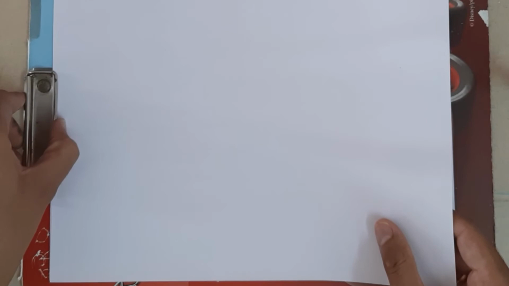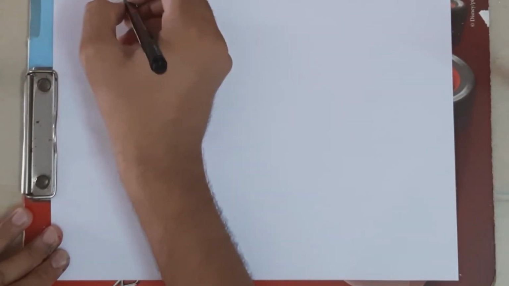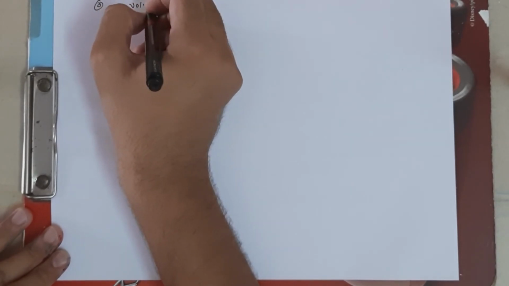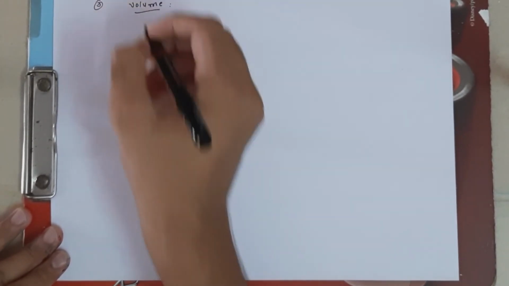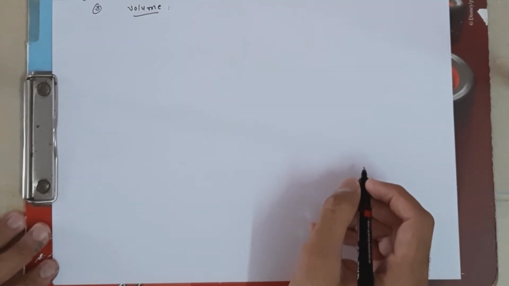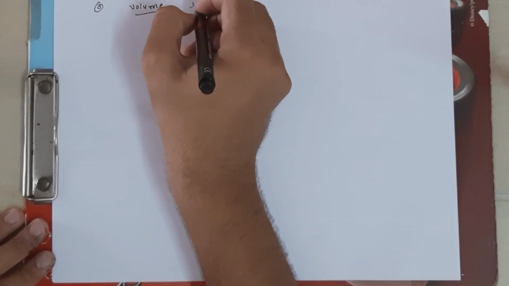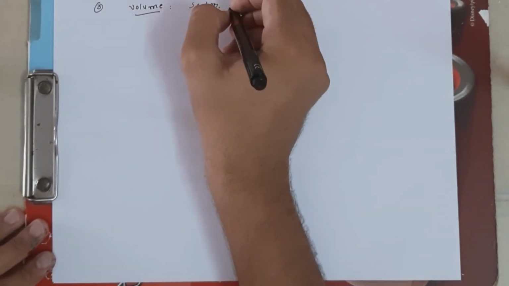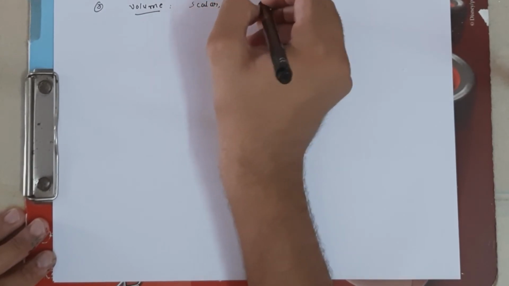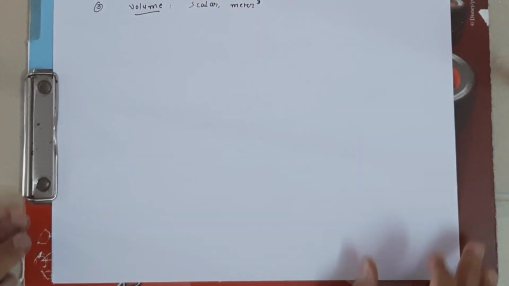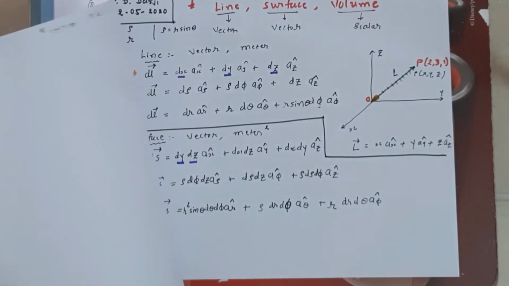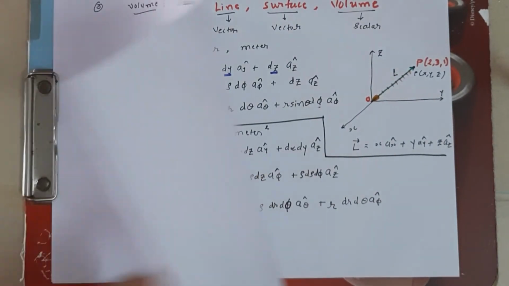Next, number 3, the equation for volume. As we know, volume is a scalar quantity. And what is the unit of volume? The unit of volume is meter cube. Scalar means there is no direction, so no ax, ay, az is present.